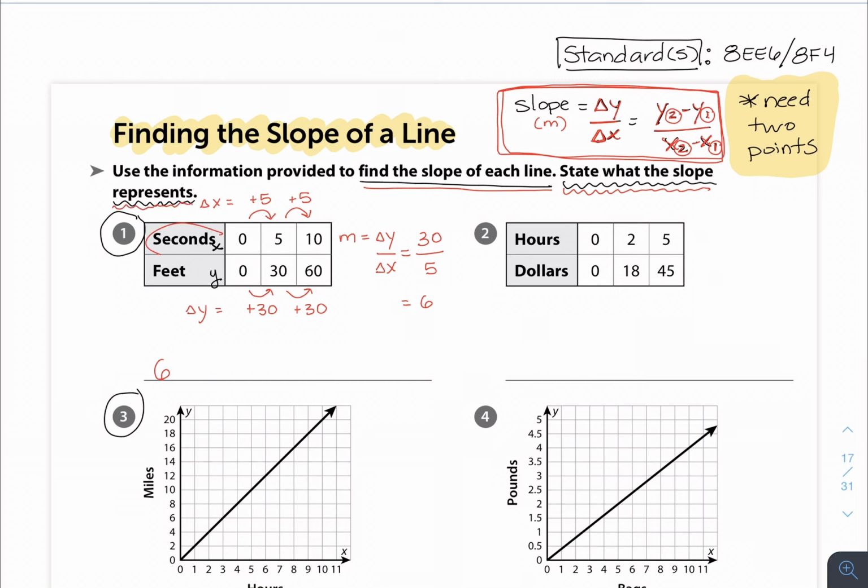Alright, so I'm working with seconds and feet here. And since feet is y and seconds is x, this tells me 30 feet per 5 seconds, or 6 feet per second. 6 feet for every second.